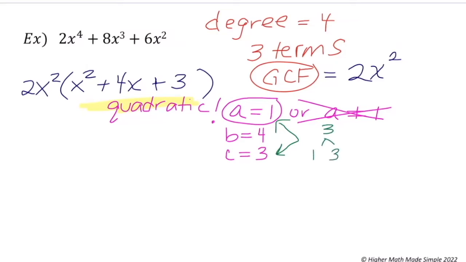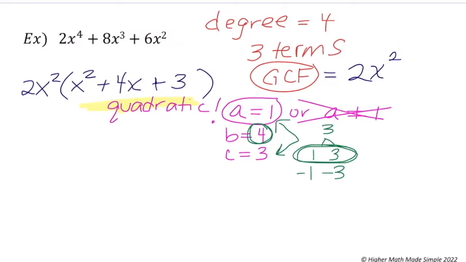Yes, I know 1 times 3 is 3, but people often forget that -1 times -3 also equals +3. And we have to add each pair to see which one adds up to the b term. We want a +4. 1 plus 3 equals +4. So those are going to be the chosen factors.